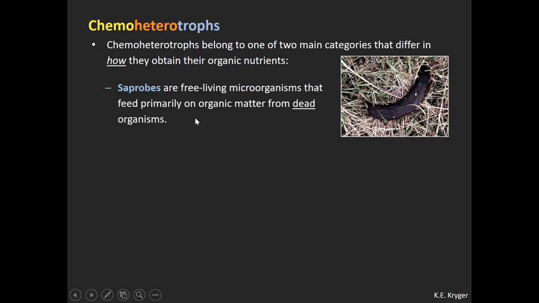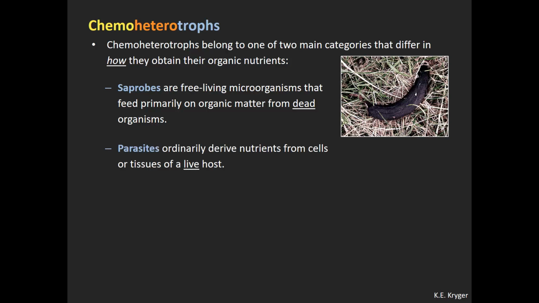Now with chemoheterotrophs, they really are subcategorized based upon how they obtain their organic nutrients. So saprobes are free-living organisms that feed primarily on organic matter from dead organisms. This is showing you a banana peel, and that banana peel has been sitting out for a while. Now these organisms are feeding off of the dead banana. Does the banana care? No, because it's dead.